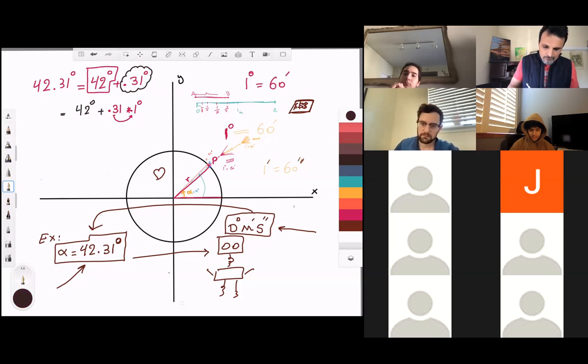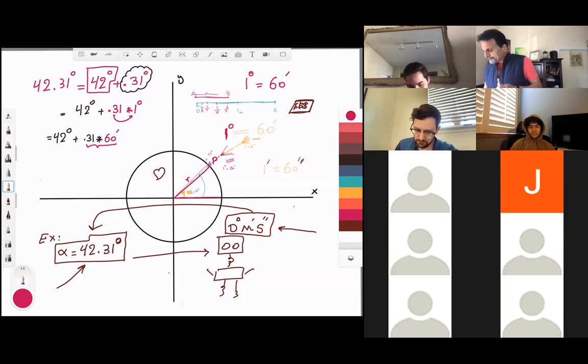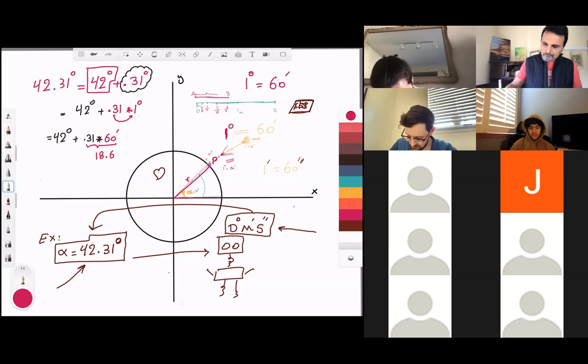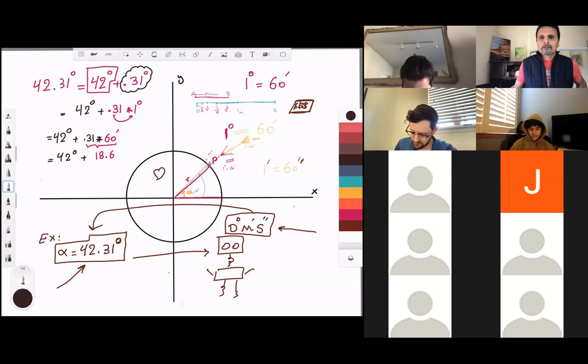So we have 42 degrees plus 0.31 multiplied by 60 minutes. So what is 0.31 multiplied by 60? Ask Elizabeth to do it. Who has a calculator? 18.6. Okay, thanks. So this is 18.6. So 42 degrees plus, what is the unit of 18.6? When I multiply this, the only one that has a unit is minutes, correct? So everything will be minutes, 18.6 minutes.